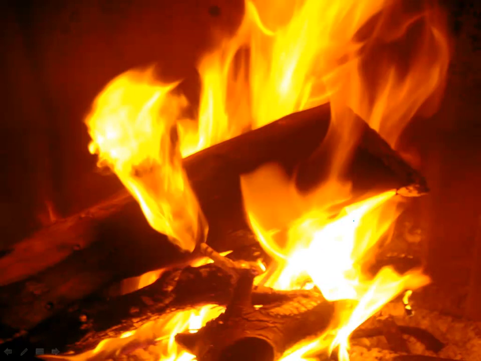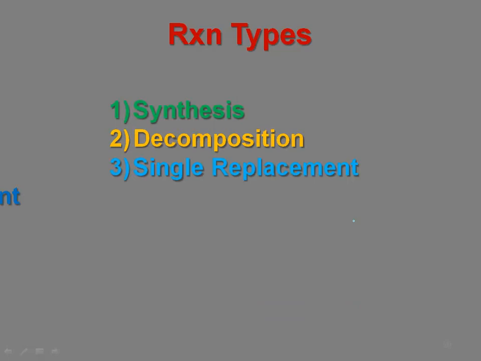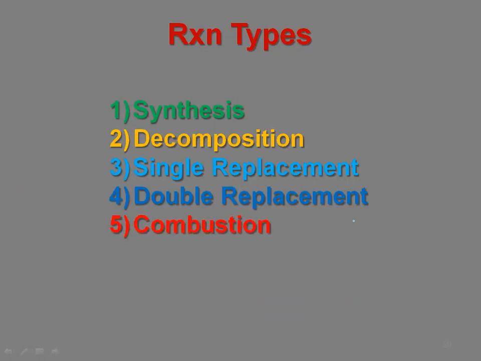All right, combustion reactions like this here can easily be predictable. There are multiple reaction types that we need to be familiar with in chemistry. The first one is called a synthesis reaction. Second one is called decomposition. Third one is called a single replacement. Fourth one is called a double replacement. And the fifth one is called a combustion. 5 fingers, 5 reaction types that you should be familiar with. We're going to go through each of these in order to make it easy.